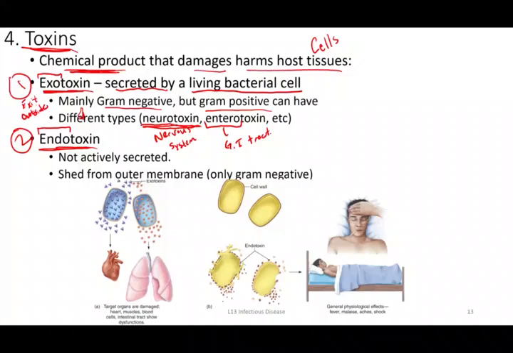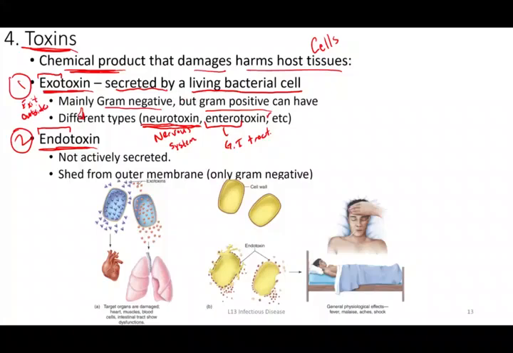So exotoxin is answering the question, does a living bacteria make and release this toxin? That's what an exotoxin is. It has to leave and exit a bacterial cell. If that exotoxin preferentially binds to and disrupts the gastrointestinal tract, then we can also call it an enterotoxin. Okay.